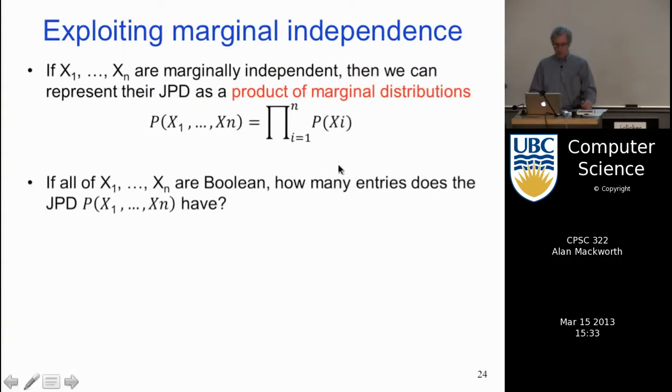So let's do some numbers. Suppose these events are all independent, so we just write this as a continued product, the product of these individual terms from i equals 1 to n. Suppose these x's are all Boolean. How many entries does the JPD, the joint probability distribution of them, have?